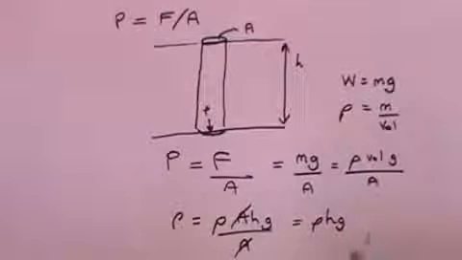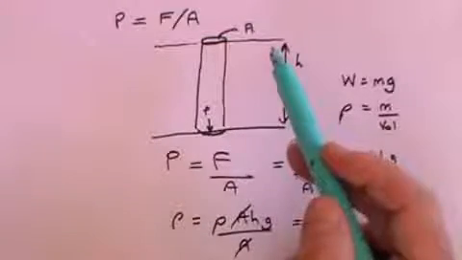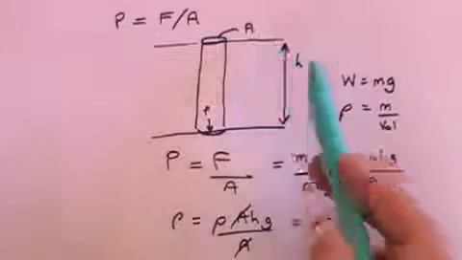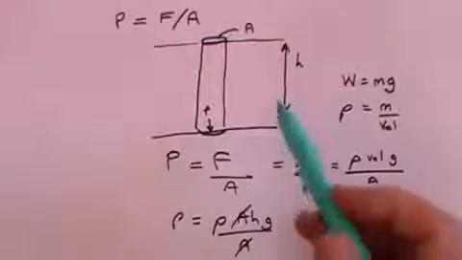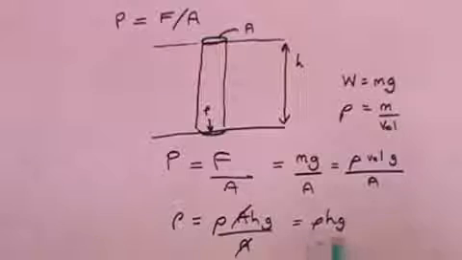Now this, I have to say, is only an approximation for two reasons. Firstly, the density of the air will vary as you go up in the atmosphere. It becomes less dense. And secondly, g itself will vary over the height of the atmosphere. So this is a very rough equation for atmospheric pressure.